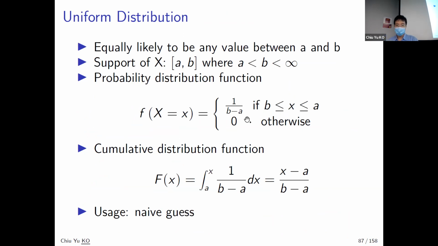Okay, so uniform is saying that the random variable can be any value in the interval between A and B, and it is equally likely, so you can't tell which one is more likely. So that's why the support is just A and B. And in the technical sense, we don't allow infinity, so A and B are finite. Okay, so that is the way we impose it.